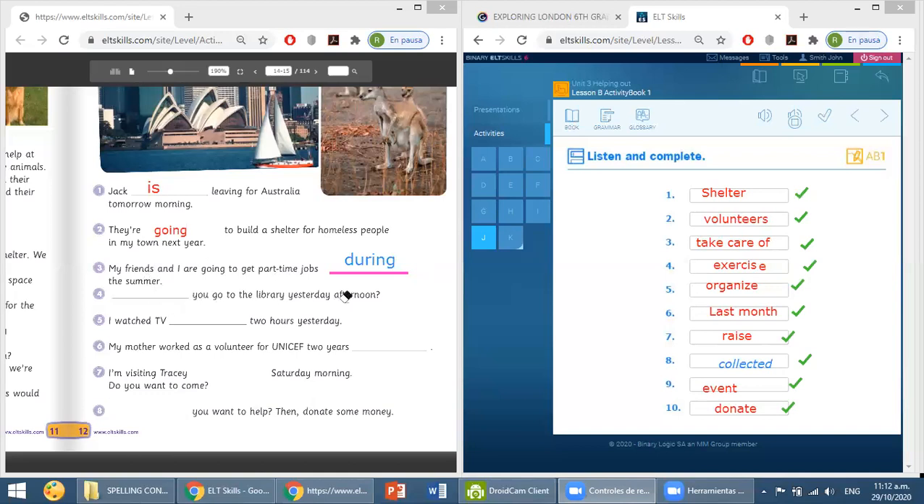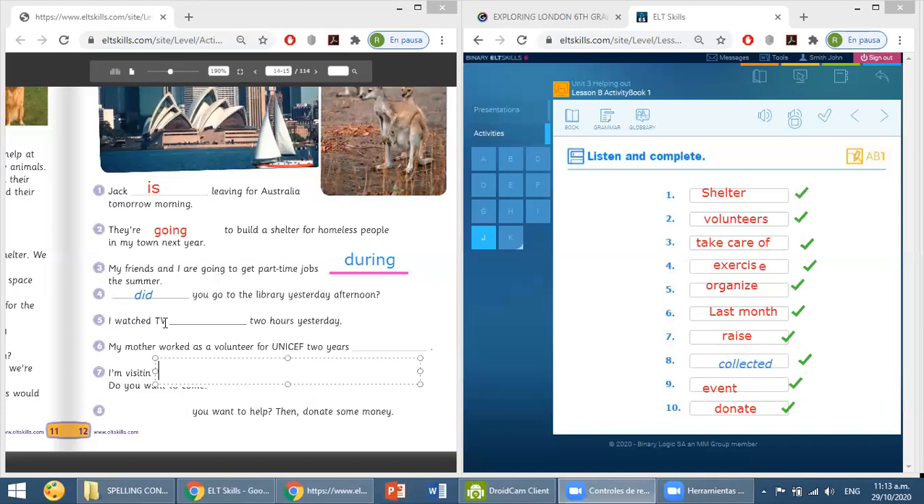The next. It's a question, you see, it's a question. You go to the library yesterday afternoon. Yesterday. Past is past tense. What do we use in past? Do or did? Do or did? Yeah, very good, Alison. And Fabrizio completed, no? Good. Did you go to the library yesterday? Did.